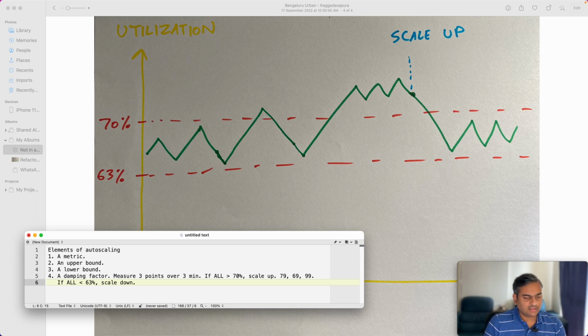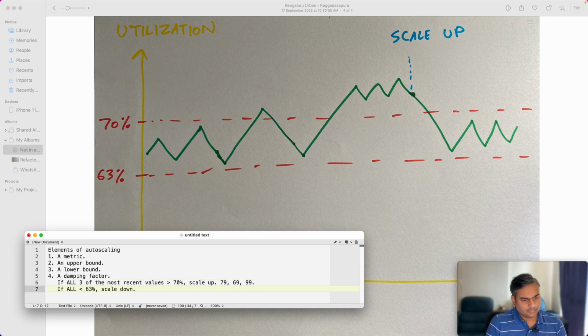In case of AWS Lambda, these are different. So the way AWS Lambda works is, I'll write it here. If all 15 of the most recent values, so this number can be different from this number. So it really waits for 15 minutes before it scales down. So this is what prevents it from being very erratic and overreactive and keep going up, down, up, down.